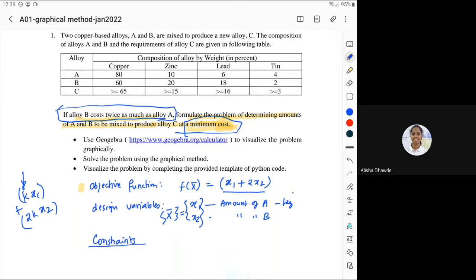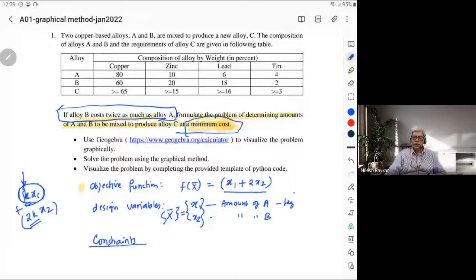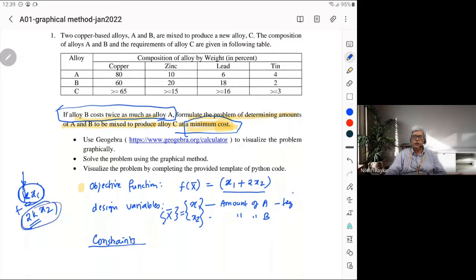I'll repeat once again for others who have a similar doubt: if the cost per unit kg or unit percent of x1 is k, that of B would be twice of k. So the total cost of x1 amount will be k times x1. The total cost of the second alloy will be 2k times x2. So the total cost will be x1 plus 2x2 multiplied by k. But the objective function is just a set of parallel lines, so that k doesn't count here. So we can simply say the objective function is x1 plus 2 times x2.